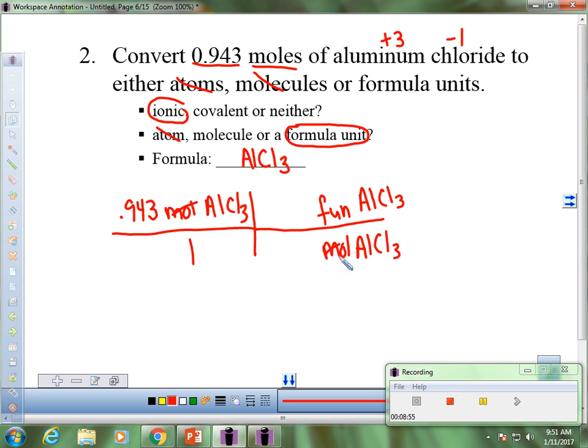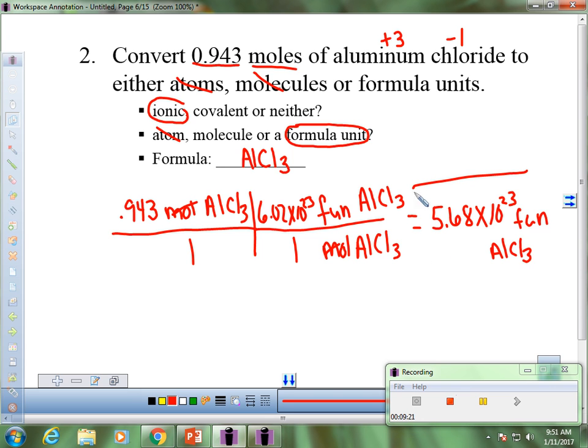Anytime you have the word mole to the left, we're going to put 1. And we're going to put 6.02 times 10 to the 23rd with our other stuff, in this case formula units. Again, we're going to multiply. When we multiply, we get 5.68 times 10 to the 23rd. And this is our formula units of aluminum chloride. Again, if you need to pause this video and replay, you're always able to do that.